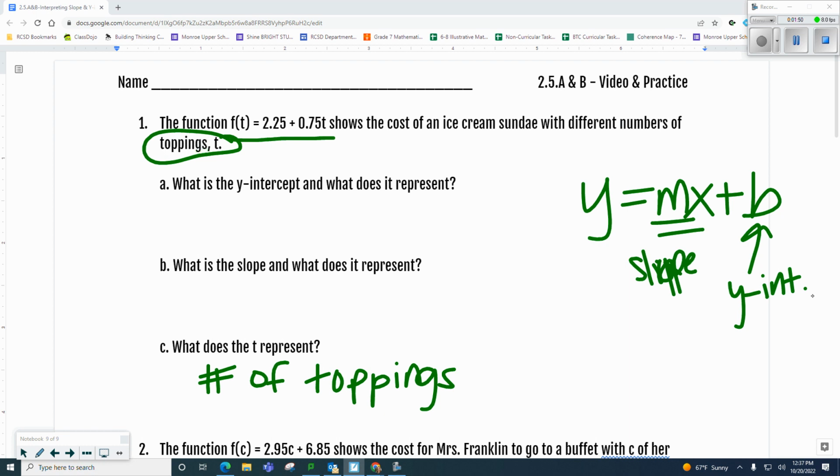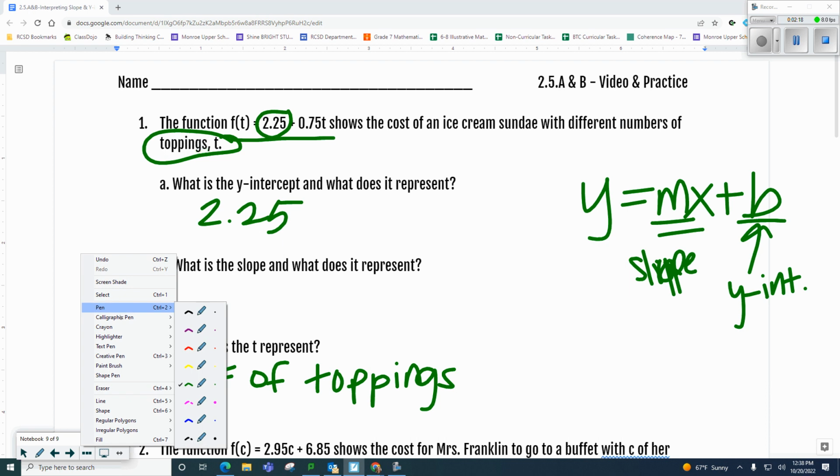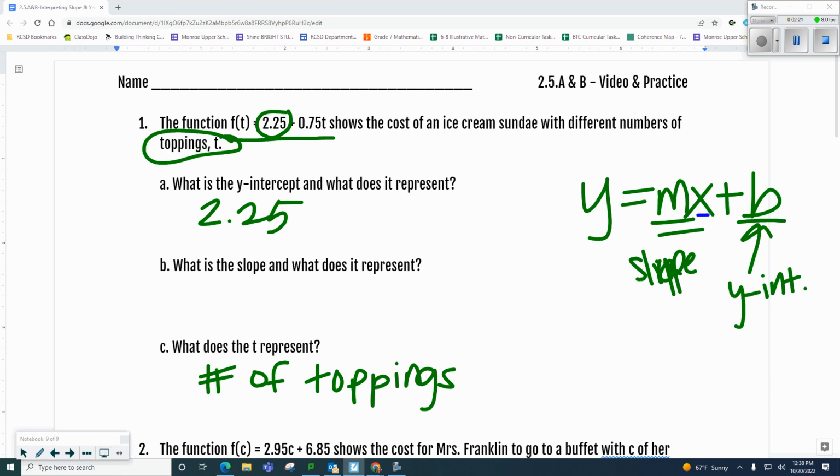So when it asks what is the y-intercept and what does it represent, first I just want to work on identifying it. The y-intercept is the constant number that's by itself. In our equation, the 2.25 is the number that's by itself. It doesn't matter if it's first or second; it's whether or not it has the variable next to it. Then let's identify the slope. The slope is the number next to the x, or in this case a t. You see the variable there next to the 0.75.